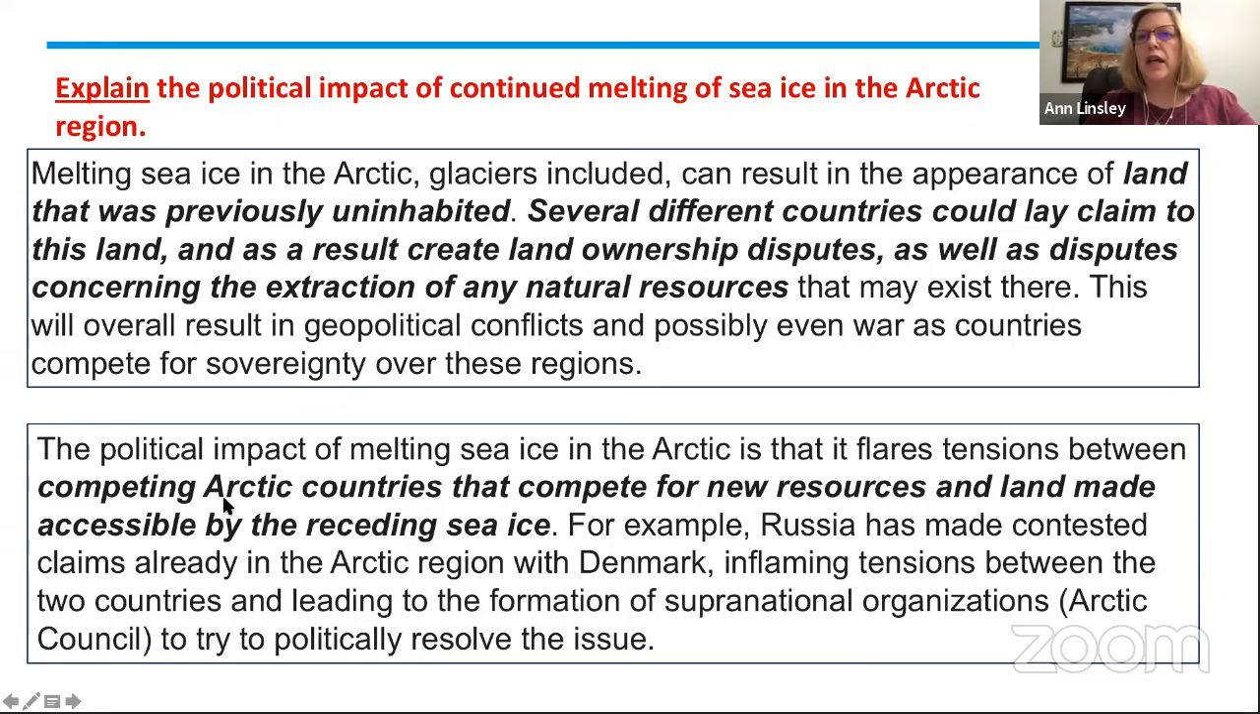Another option on that: the political impact flares tensions between competing Arctic countries that compete for new resources and land made accessible by the receding sea ice. For example, Russia contesting claims in the Arctic region with Denmark, inflaming tensions between the two countries and leading to the formation of supranational organization. So excellent, excellent answers. Okay.